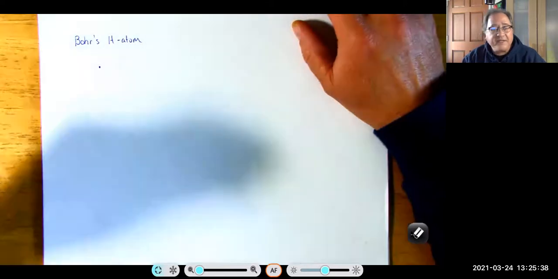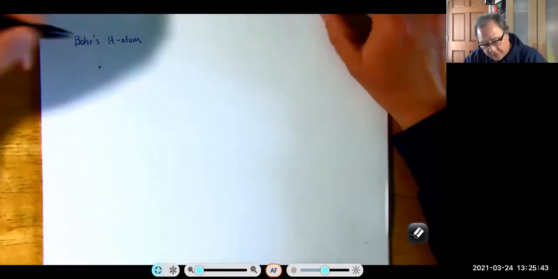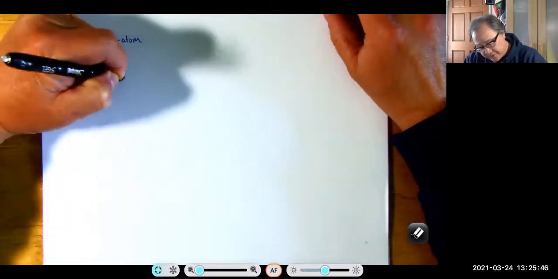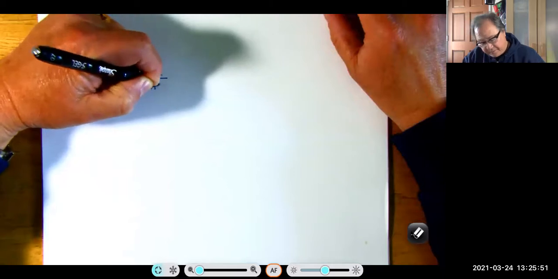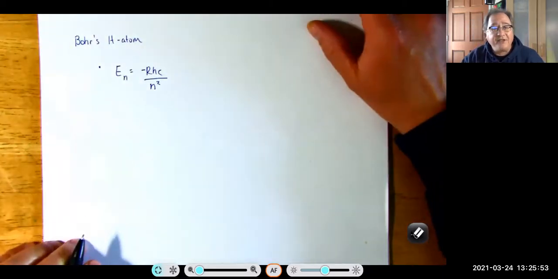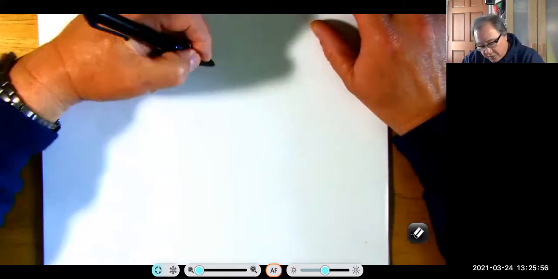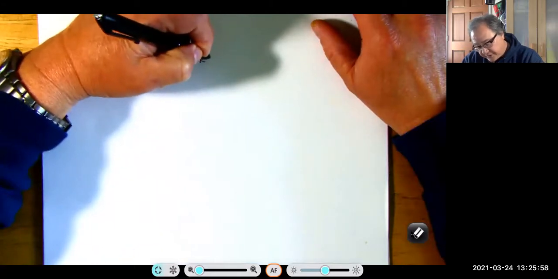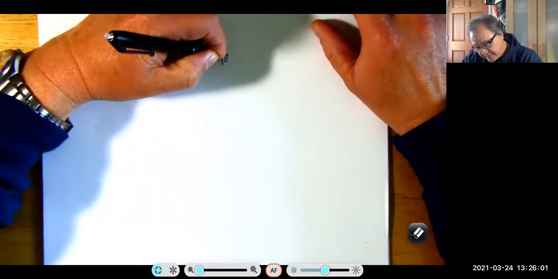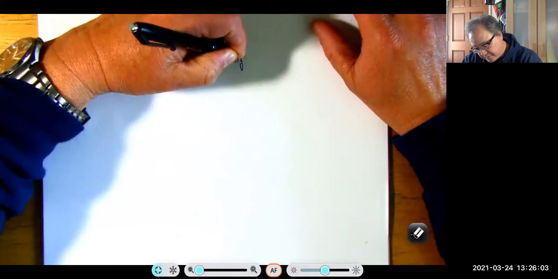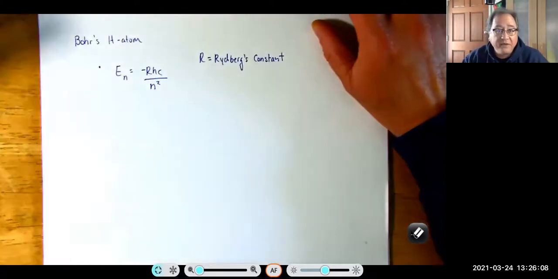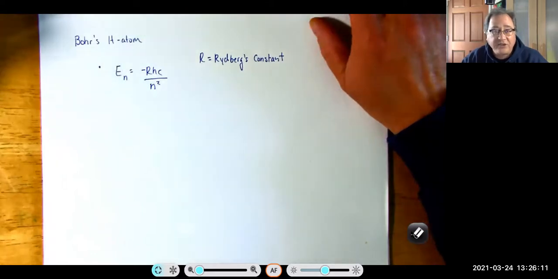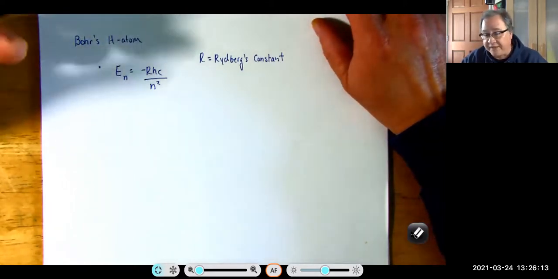His model predicted the energy of an electron in one of those orbits. And the energy of the electron in one of those orbits goes as follows. E is equal to negative RHC over n squared, where you already know that R is Rydberg's constant. And Rydberg's constant comes from that one equation where Rydberg invented an equation where you could actually predict those four wavelengths in the visible spectrum.